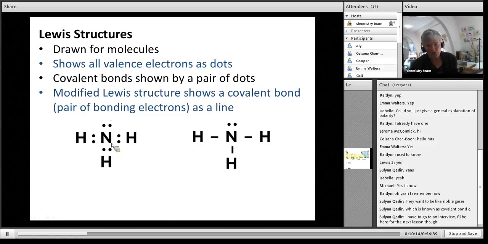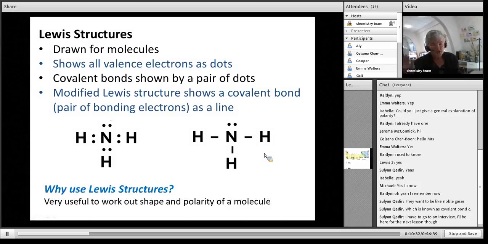So here's an example of a Lewis structure with nitrogen. It's bonded to hydrogen through this pair of dots, or you could show it as a line. So both are acceptable. It's not that one's wrong and one's right. And why do we use this? You're going to have to draw Lewis structures all the time to work out the shape and the polarity of the molecule, because the shape is determined by the number of regions of negative charge around the central atom.